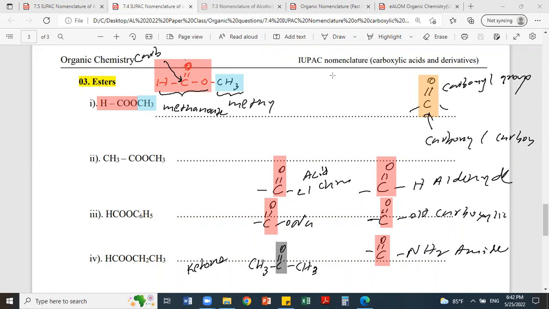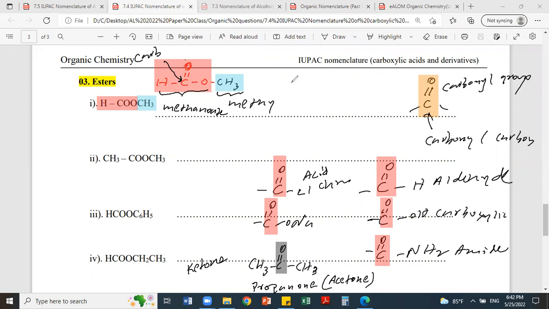Prop means there are 3 carbons. It's a ketone, therefore propanone. And within brackets you can write acetone, the commercial name, the common name. Acetone, like acetic acid, like that. You had better copy this down also if you want.